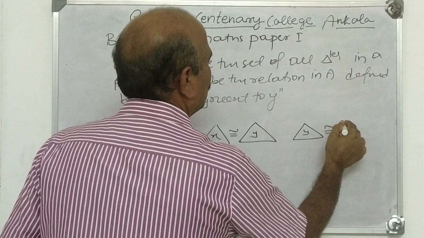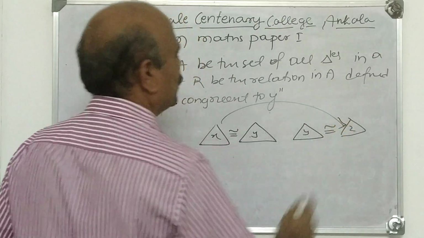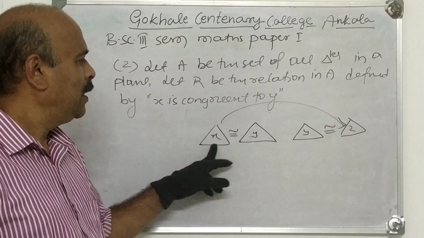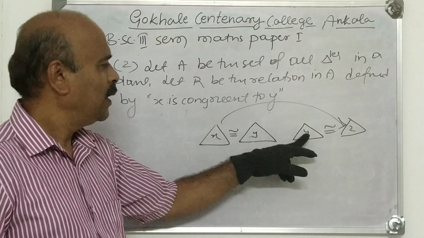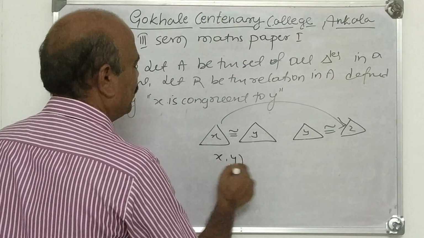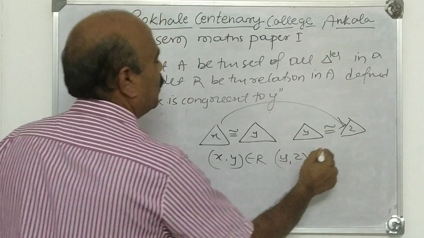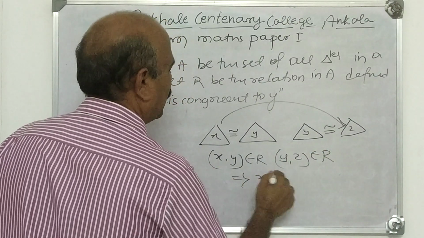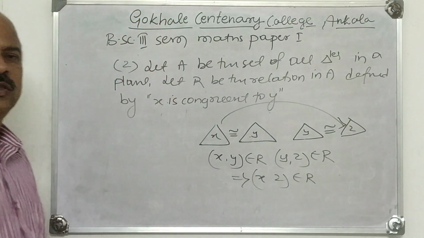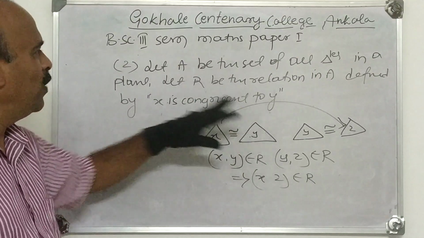Now, x is congruent to y and y is congruent to z. Then what happens? X is congruent to z. So here, in mathematical language, (x, y) belongs to R, (y, z) belongs to R, implies (x, z) belongs to R because x is congruent to z. So finally, this relation is an equivalence relation.